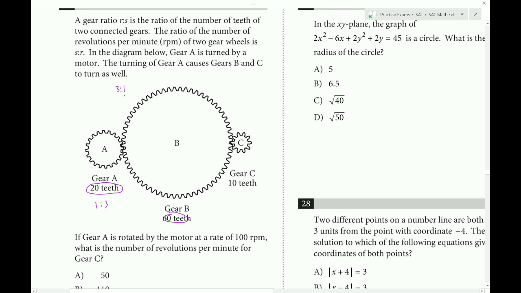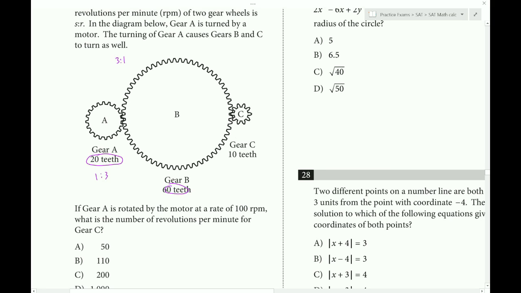So the big wheel would have to spin 3 times faster. Is that right? Or is it the other way? No, the small wheel would go 3 times faster. Good. So 3 to 1. So if this was going 100, this would go at 100 over 3.